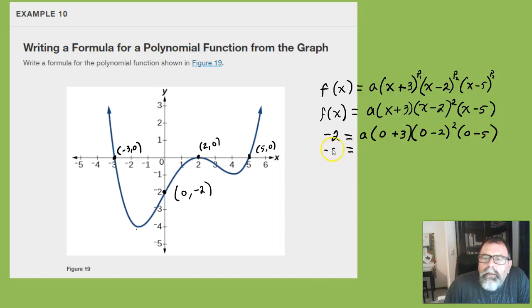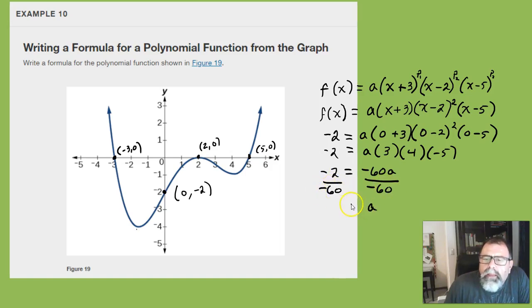So we get negative 2 equals a times 3. Negative 2 squared is 4. And then negative 5. So that's 12 times negative 5, which is negative 60a. And then we're going to divide by negative 60. So a is 1/30.